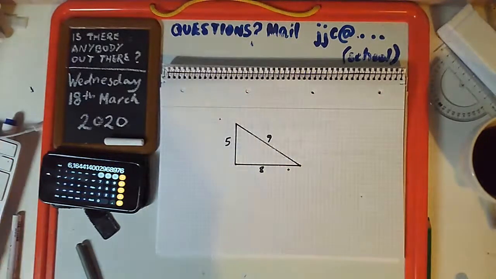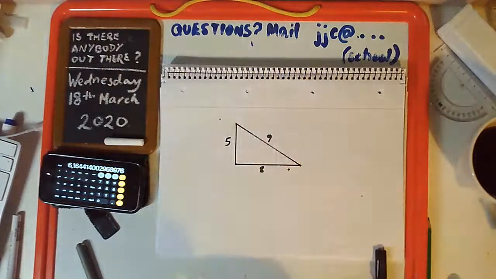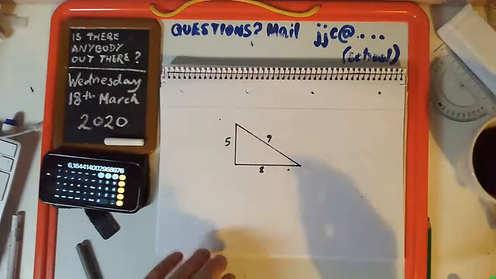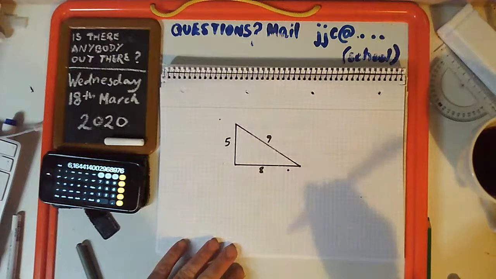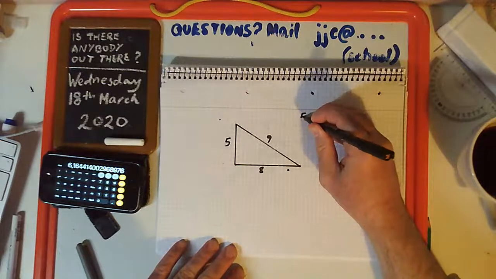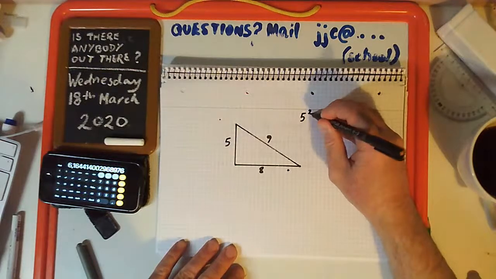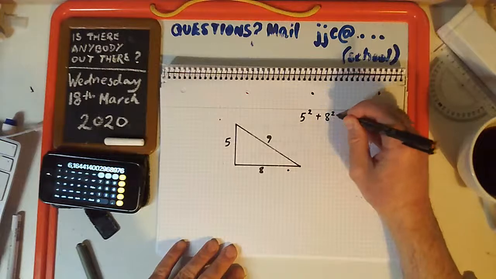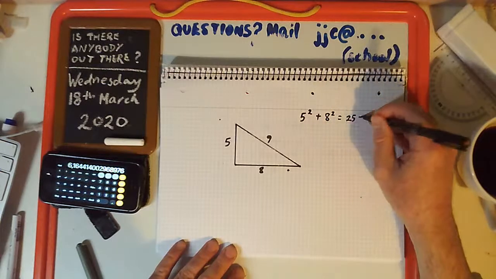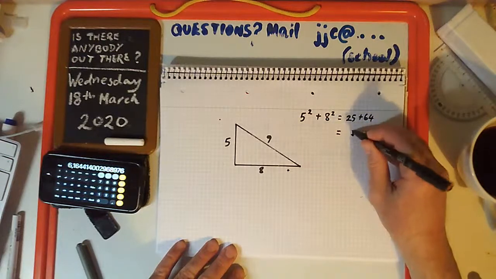Now, the way I've drawn it, it looks right angled, but the question is, if I were to accurately construct that, get my compass out and start drawing an actual 5, 8, 9 triangle, would it be right angled or not? Well, it'll be right angled if Pythagoras' theorem holds true. So 5 squared plus 8 squared is 25 plus 64, and that's 89.